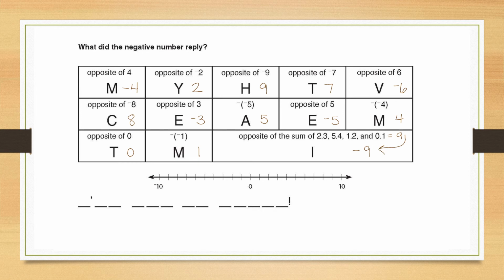Now it's time to plot the points. So I'm going to mark off intervals of 2 here just so that it makes it a little bit easier when I plot them. So I have -2, -4, -6, -8.